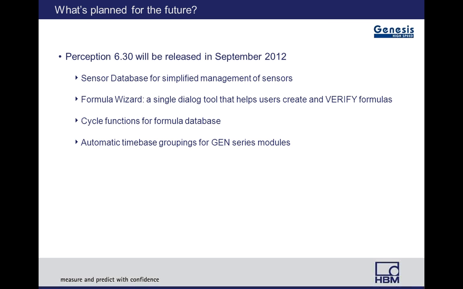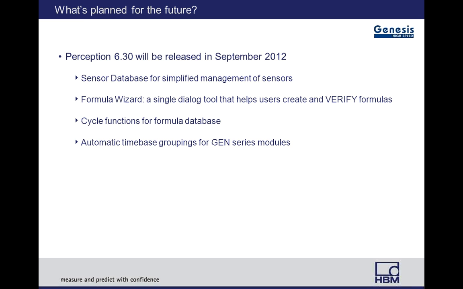So what's coming? Perception 6.30 is scheduled to be released in September of this year, and I can give you some teasers, I guess, of what's coming in that version of software. One is we're going to have a sensor database option for Perception. This will give you a way to easily manage a large number of sensors and assign a specific sensor to a channel and automatically have that channel configured based on that sensor's properties.